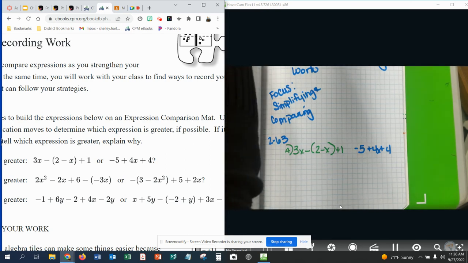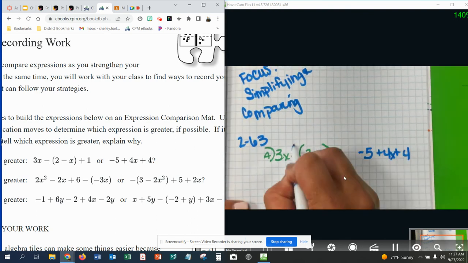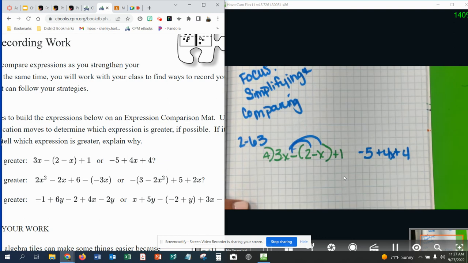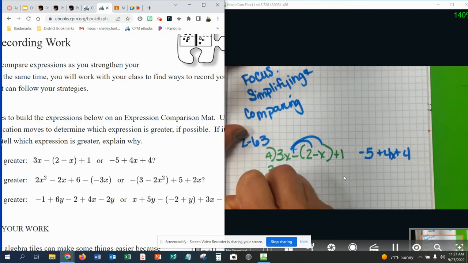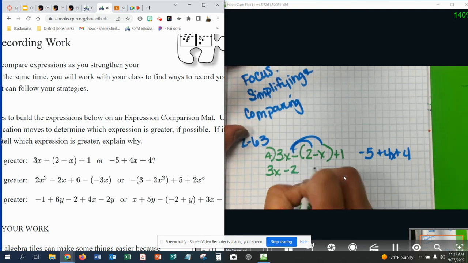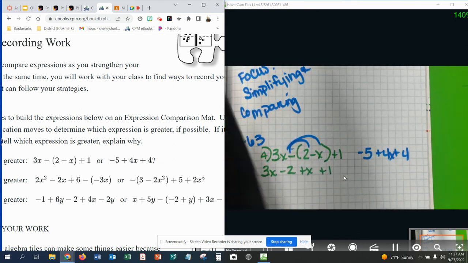So let's do that, shall we? We're going to make each one smaller and then compare it. So the first one, we're actually going to distribute this negative. So I'm going to rewrite it. So we've got 3x minus 2 plus x plus 1. This one remains the same for now.